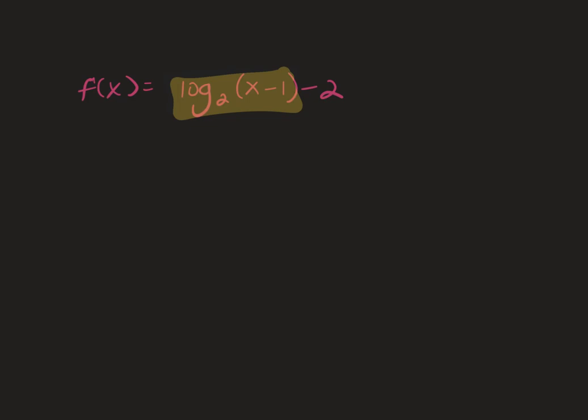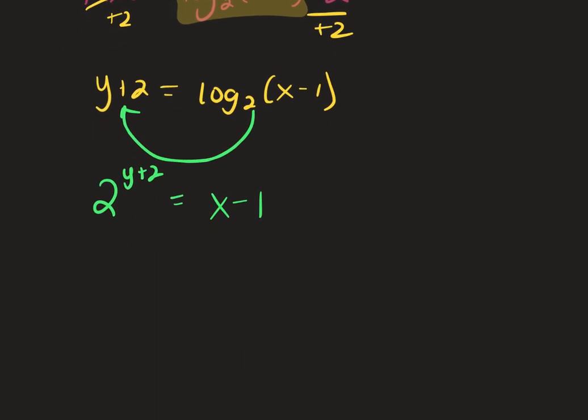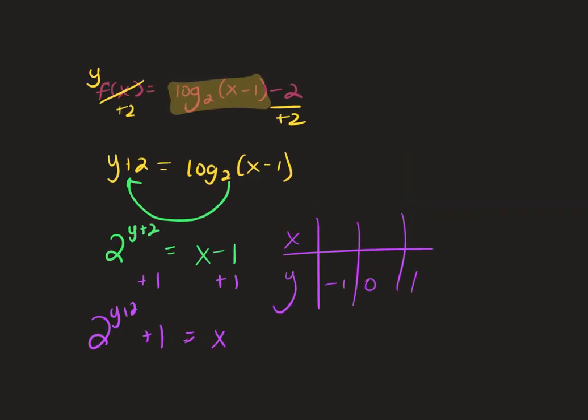You have to isolate it first. So I have to get rid of this 2. So this would be y plus 2 equals log base 2 of x minus 1. Then I convert it to exponential, so the 2 picks up both the y and the plus 2. And then it drops off, leaving the x minus 1. Then I add the 1, and that does not happen in the exponent. And now I plug in for my y's. So you have to isolate the log first before you can convert it.